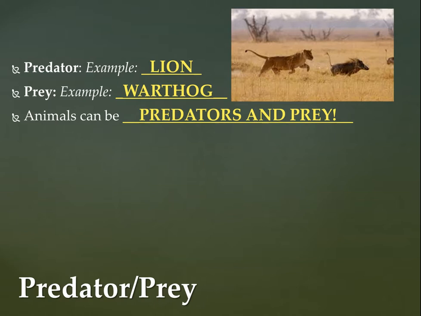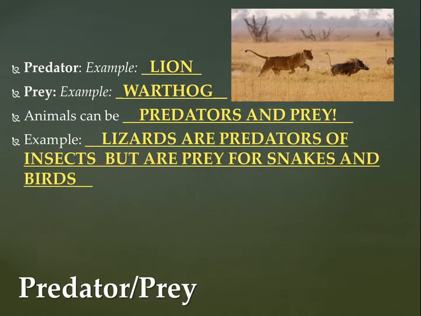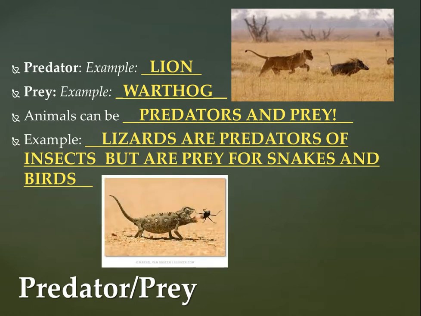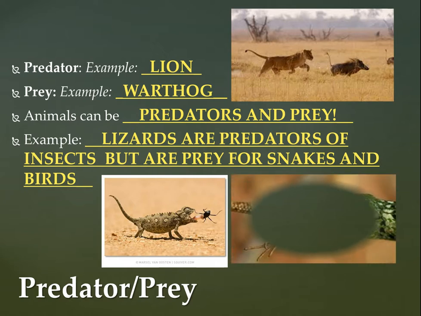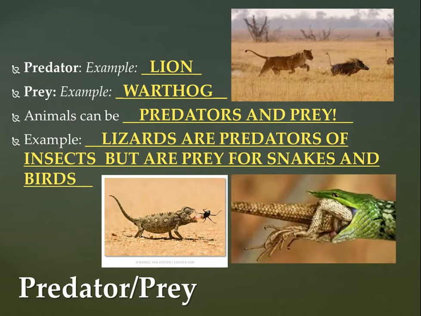Animals can also be both predators and prey. Let me give you an example of what I mean. Lizards are predators of insects. But later on, those same lizards can become prey for something larger like a snake, or a bird like a hawk or an eagle.